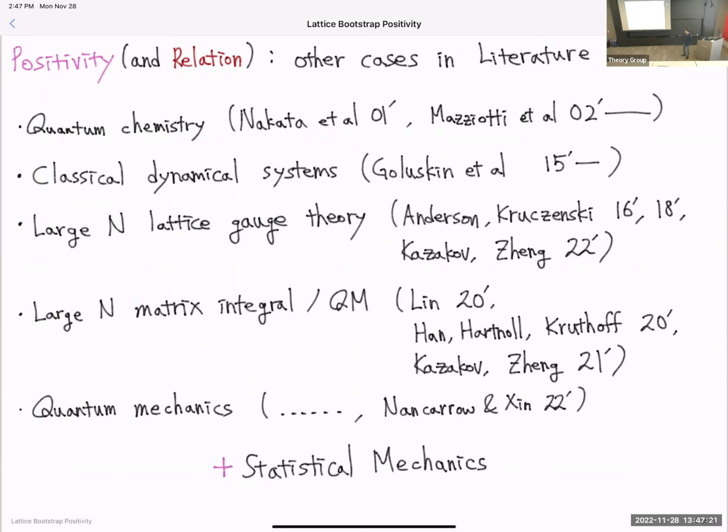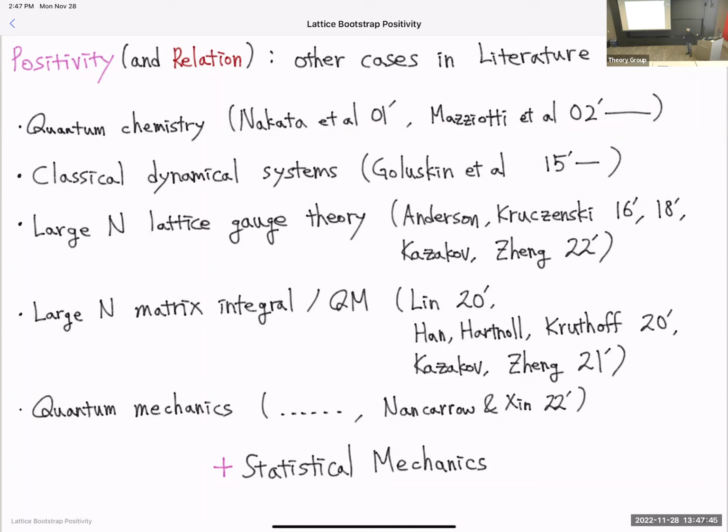So I told you about how positivity combined with relation may prove to be very powerful. And of course, in our field, in the high energy theory community, there is a prototype example of it by now, which is the numerical conformal bootstrap, which is highly precise and one of the best examples of such a thing. But let me consider other cases in the literature.